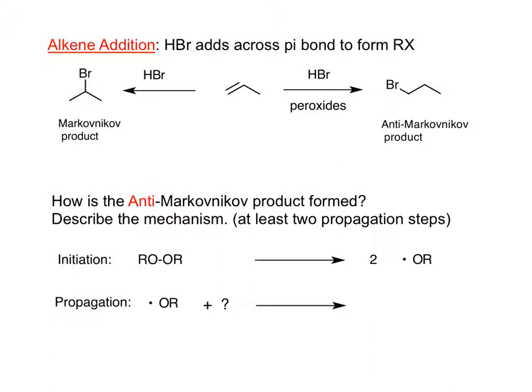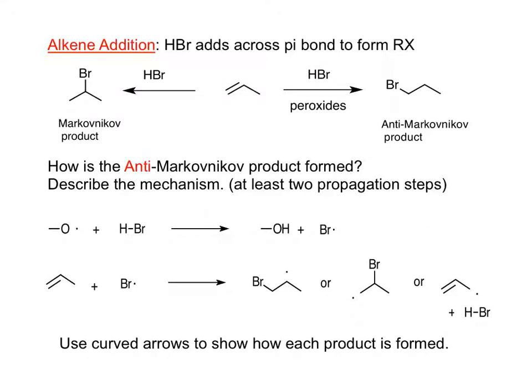The first step in the radical mechanism is the initiation step. The oxygen-oxygen bond in the organic peroxide breaks to form 2 RO radicals. The next step in the radical mechanism is the propagation step, in which a radical, in this case the RO radical, reacts with a non-radical. Stop the video and figure out whether the non-radical is HBr or the alkene.